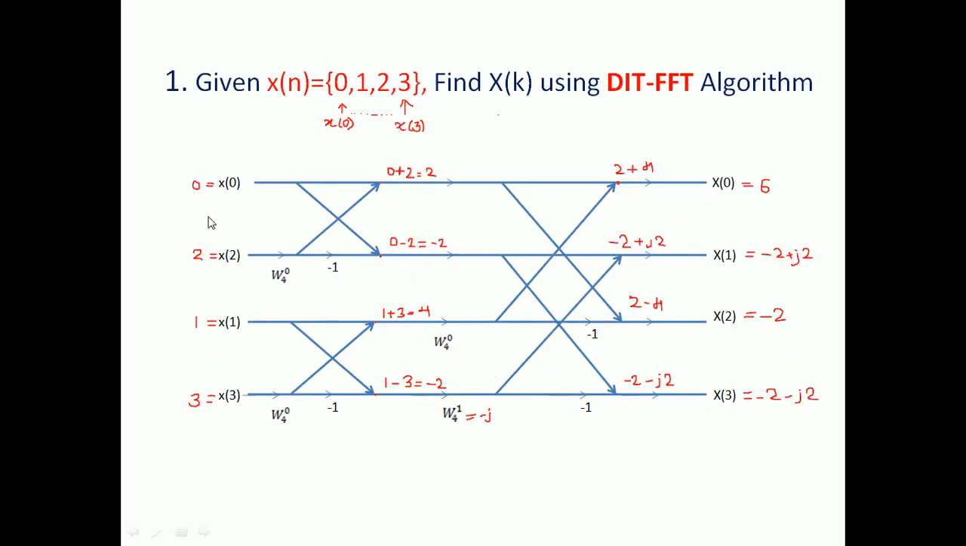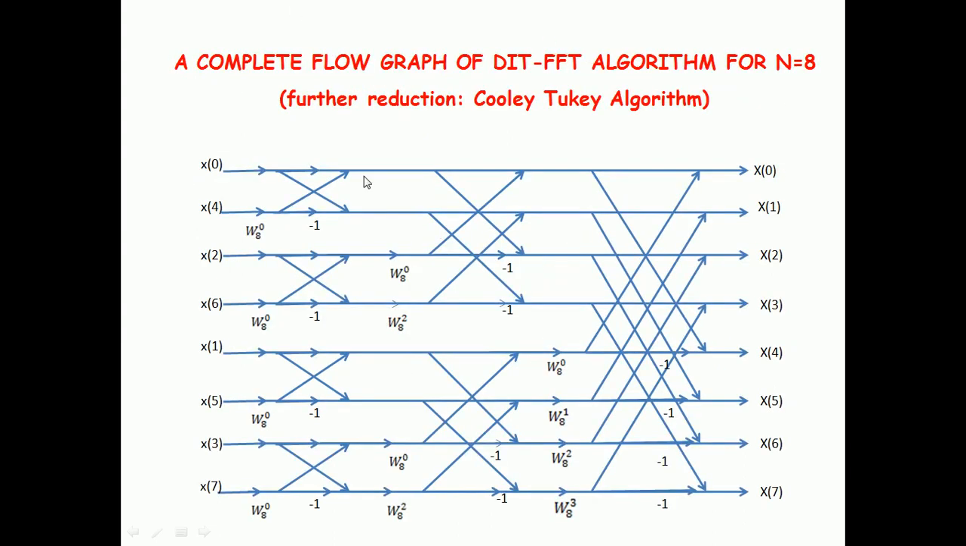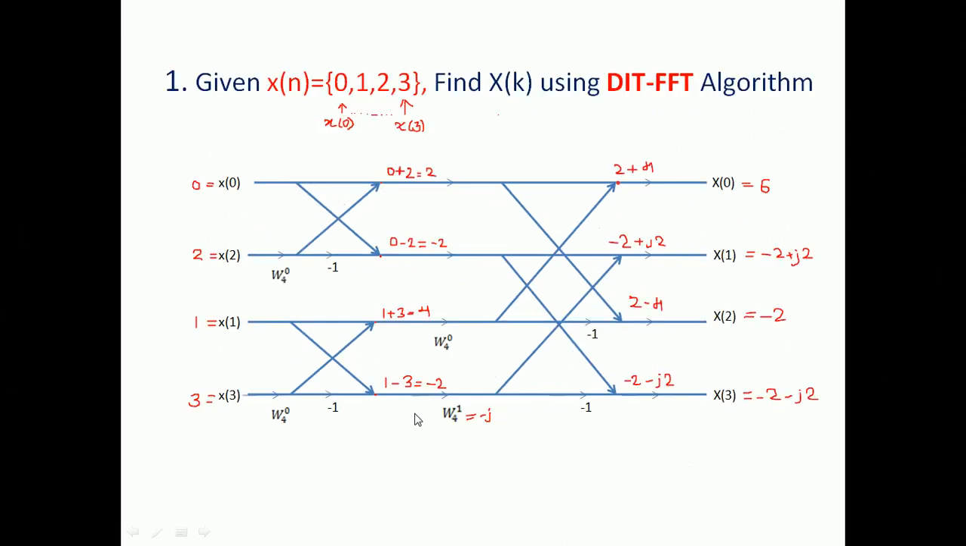First example. So given x of n as 0, 1, 2, 3, find x of k using the DIT FFT algorithm. In this structure, only this part depicts the 4-point DFT. This whole part depicts the 8-point DFT. So I'll take only this part. Okay. So input signals are bit reversed, isn't it? So this is x of 0, x of 2, x of 1 and x of 3. Okay. Here x of 1 is replaced with x of 2.